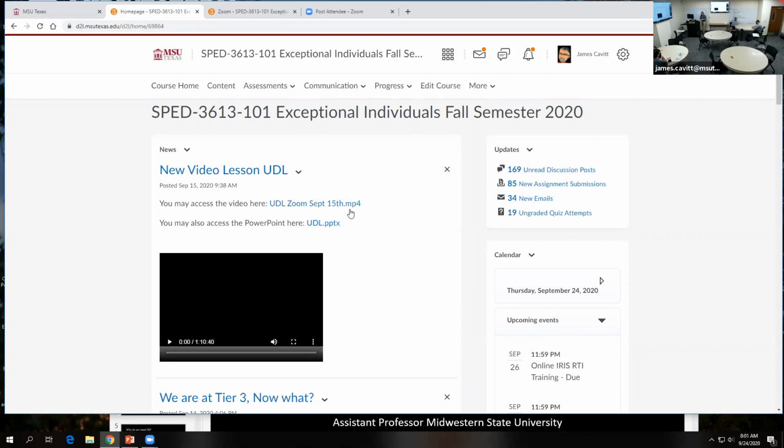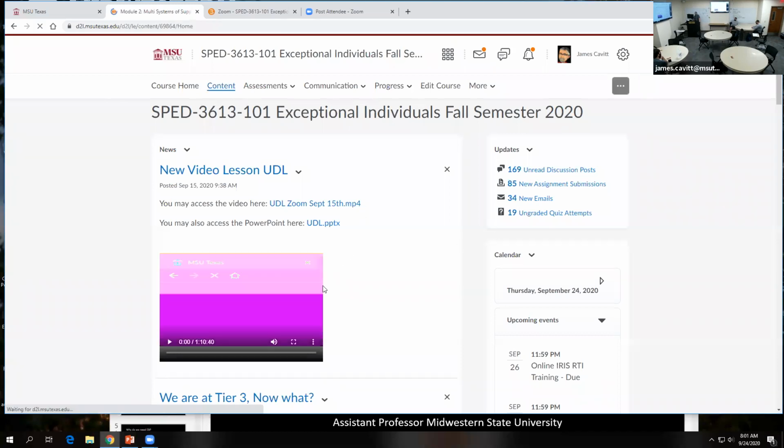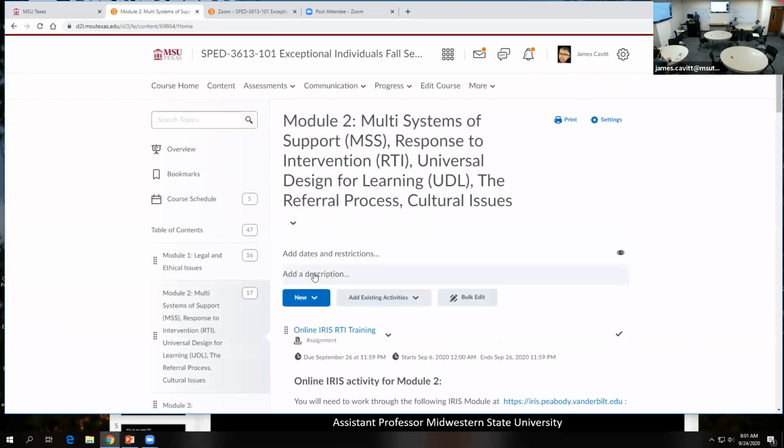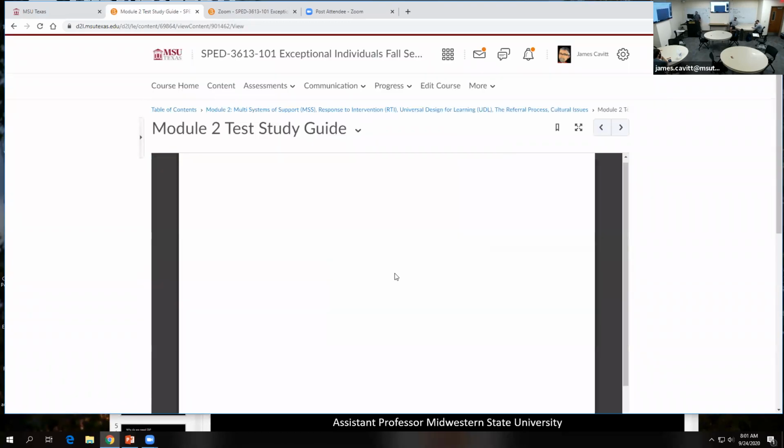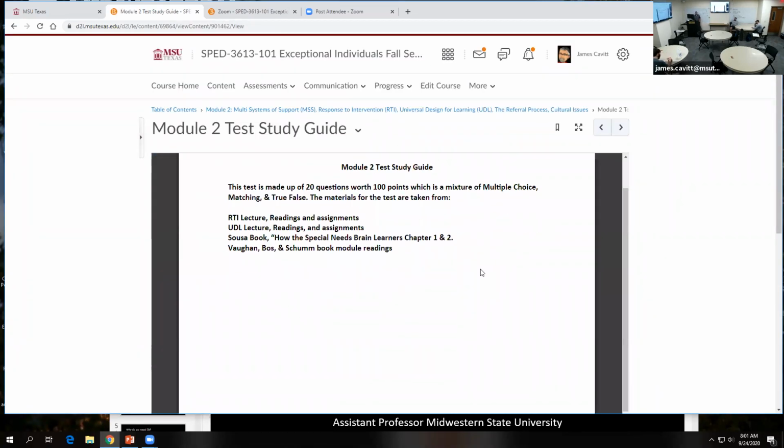And the test, I'm trying to make it a little bit easier this time. So here is the study guide for the test. I know it looks short, but it's 20 multiple choice questions. Each question is worth 5 points for a total of 100 points. It's a mixture of multiple choice, matching, and true false.